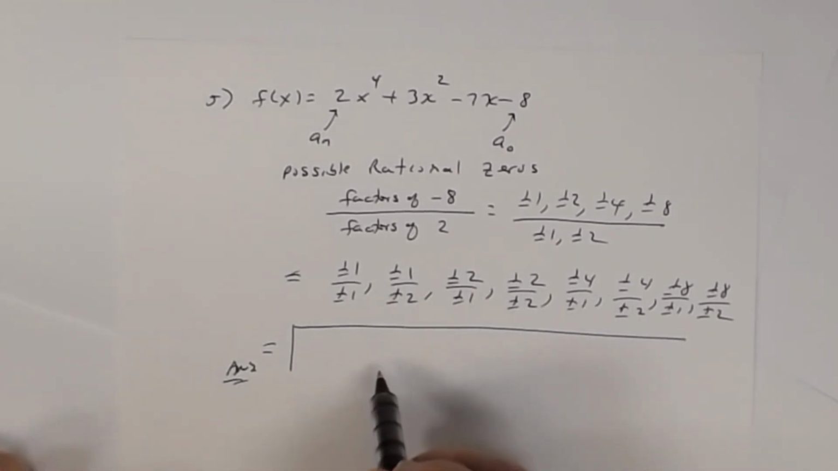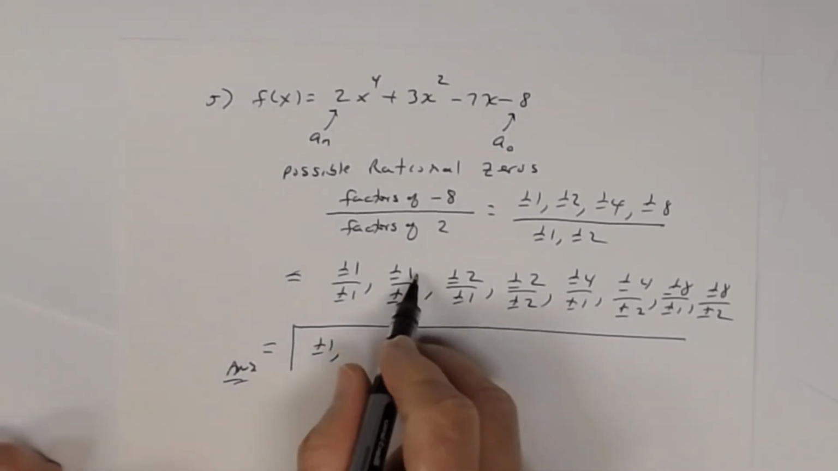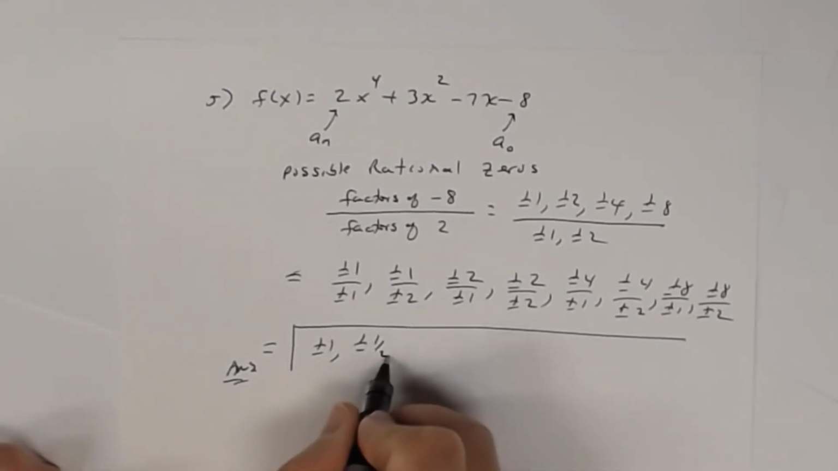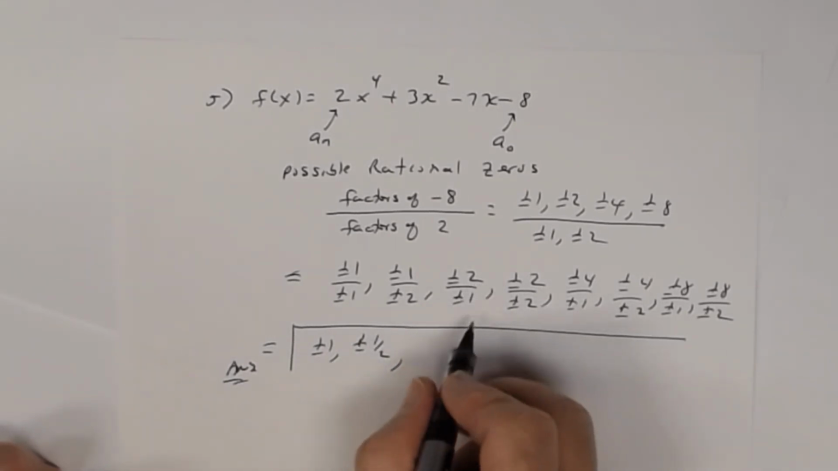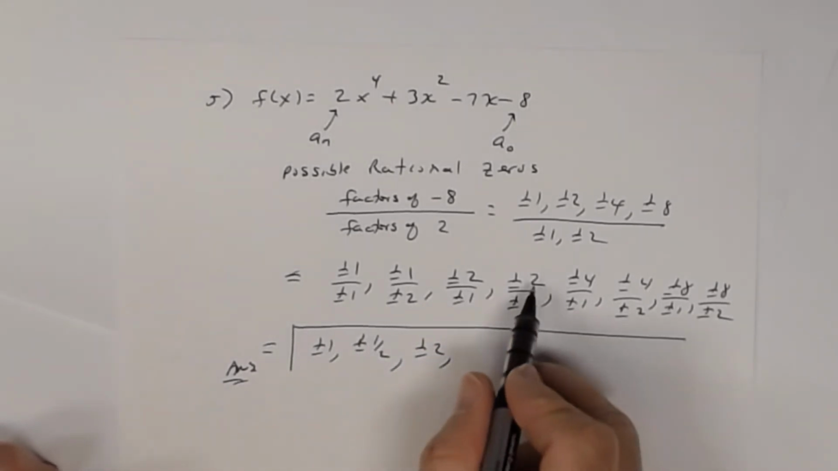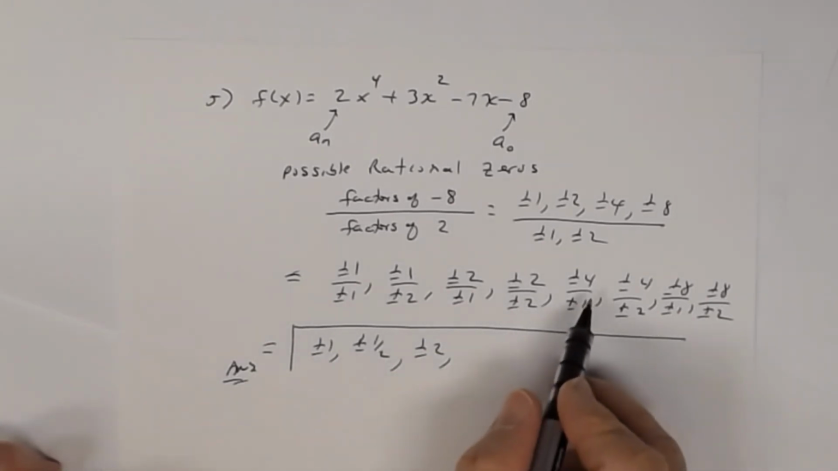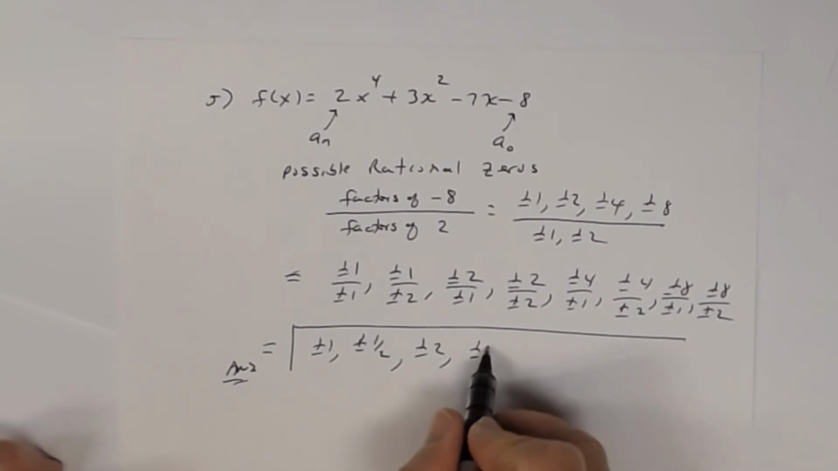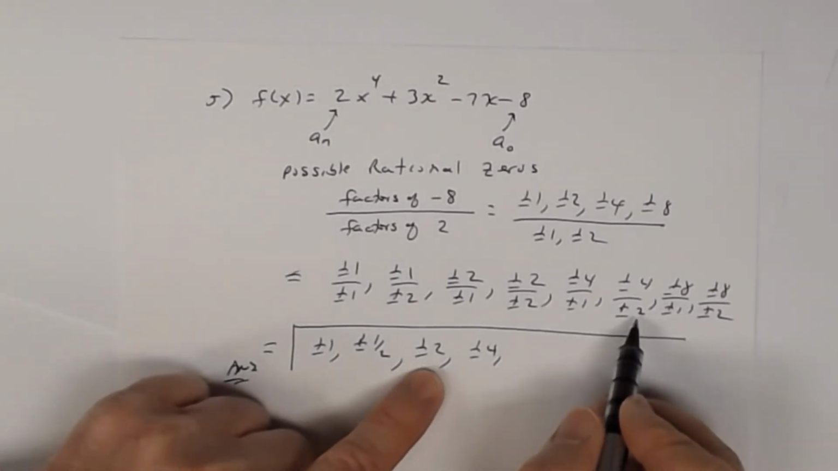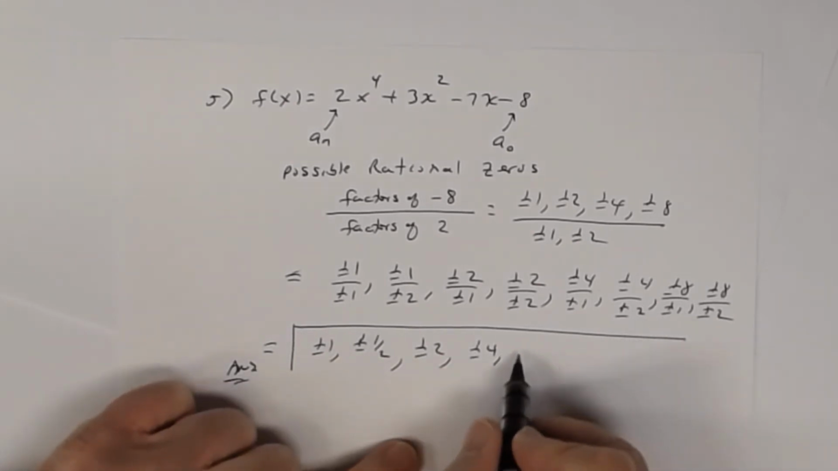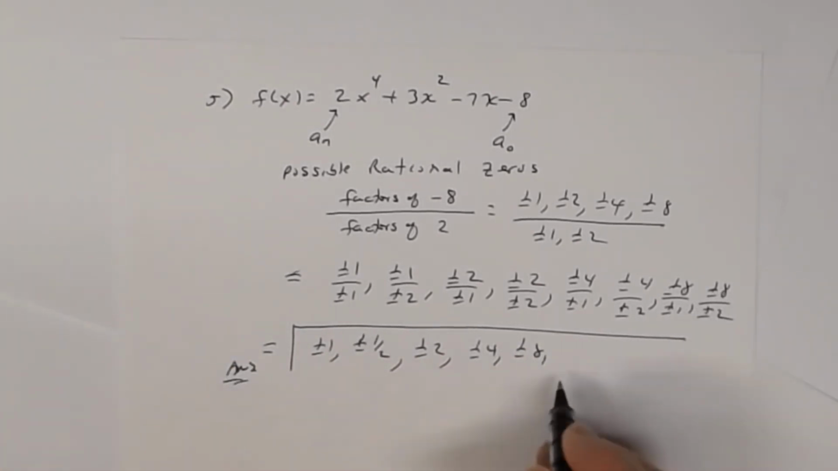This is the answer. 1 divided by 1 is 1, so plus or minus 1. 1 divided by 2 is a half, plus or minus 1 half. 2 divided by 1 is 2, so plus or minus 2. 2 divided by 2 is 1, we already have it listed. 4 divided by 1 is 4, plus or minus 4. 4 divided by 2 is 2, I already have it listed. 8 divided by 1 is 8, plus or minus 8. 8 divided by 2 is 4, I already have it listed, so there's your answer.